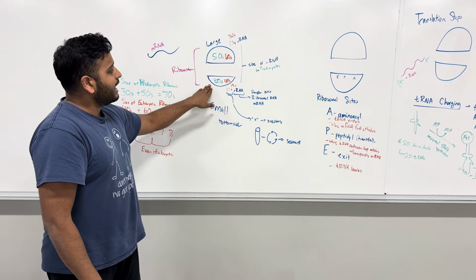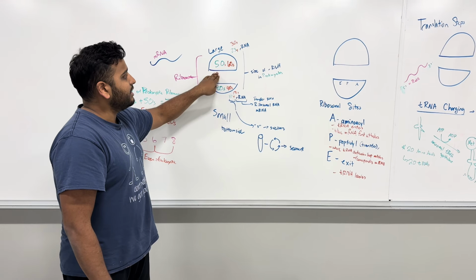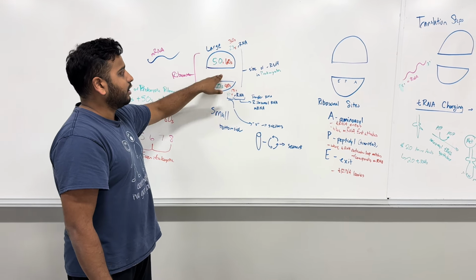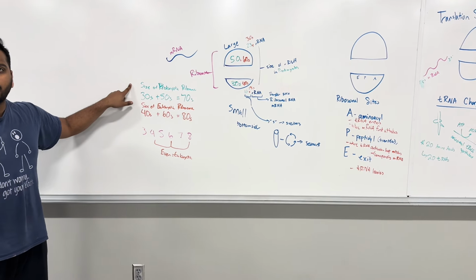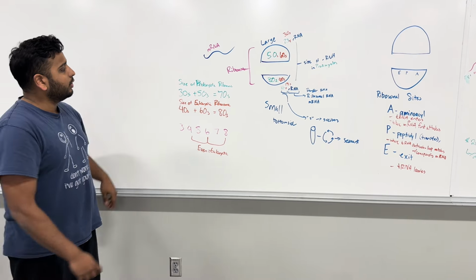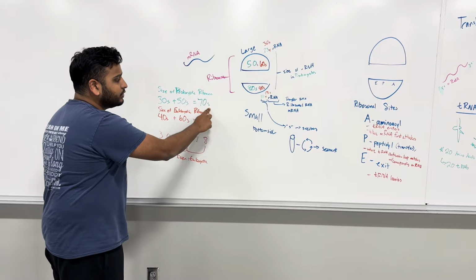So we have the 30S and the 40S in the eukaryotes for the small subunits, and then the 50S and the 60S for the large subunits. So what does that mean? We're looking at the size of the prokaryotic ribosome. So the 30S, which is a small subunit, plus the 50S equals 70S.